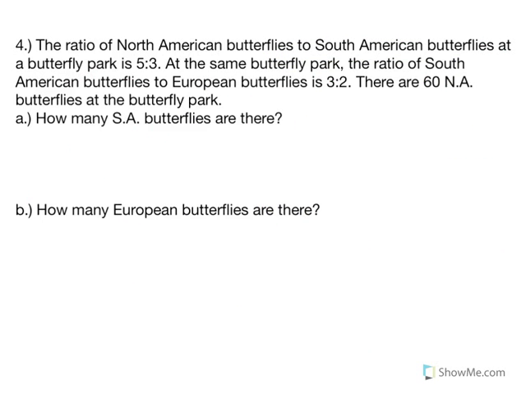Number 4, the ratio of North American butterflies to South American butterflies at a butterfly park is 5 to 3. So, just thinking about it, North American to South American is 5 to 3.